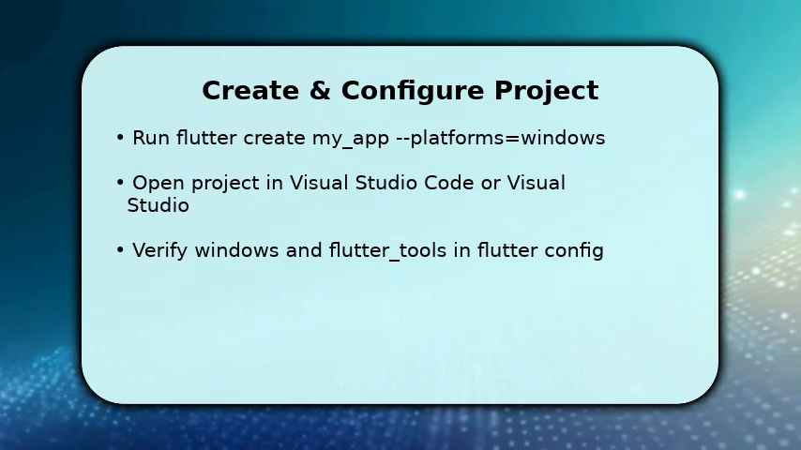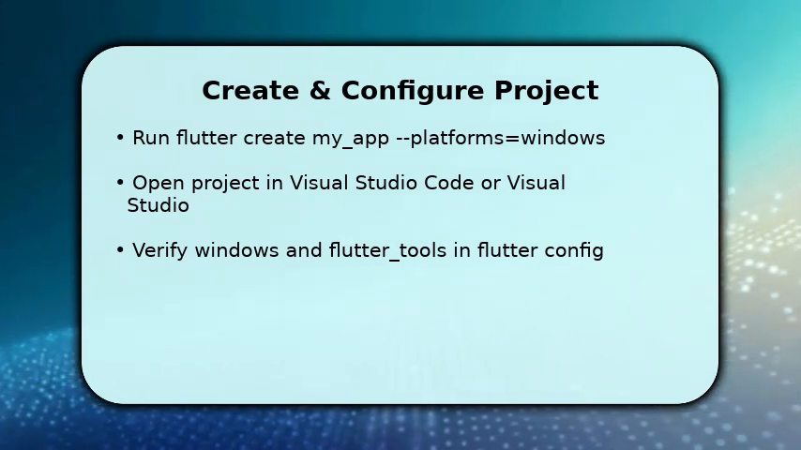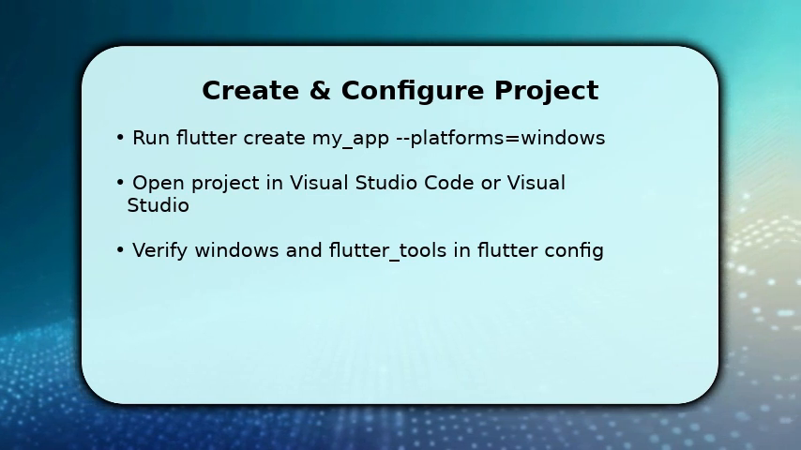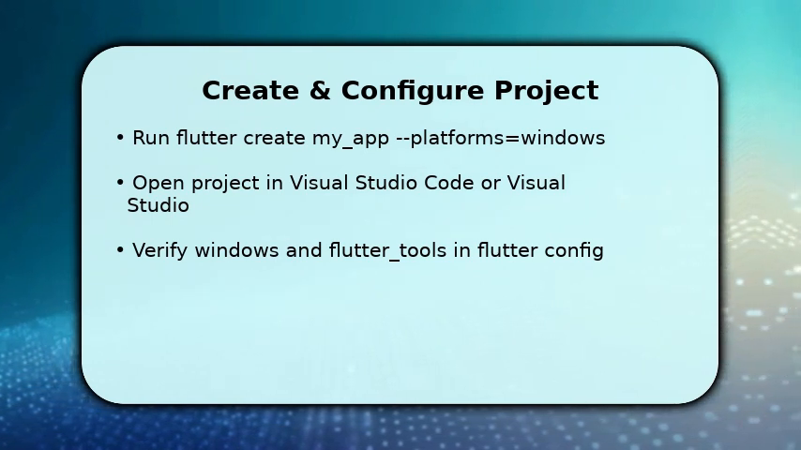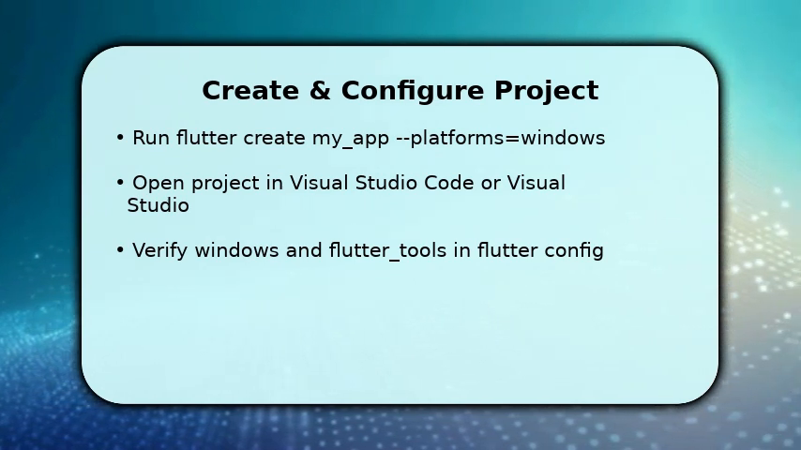Now create and configure the app. Run flutter create my_app --platforms=windows to scaffold a Windows-targeted project. Open the folder in Visual Studio Code or Visual Studio. Make sure the Windows folder and CMake files are present.